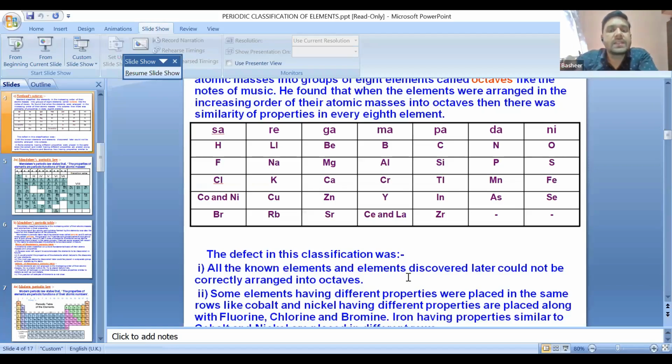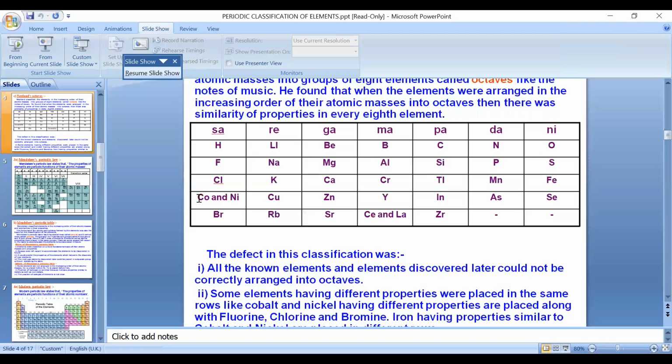The defect in this classification was that all the known elements and the elements discovered later could not be correctly arranged. Understand? Some elements were discovered after Newlands. If we want to put those elements in between, that is not suitable in the octave law. That is why people rejected this.